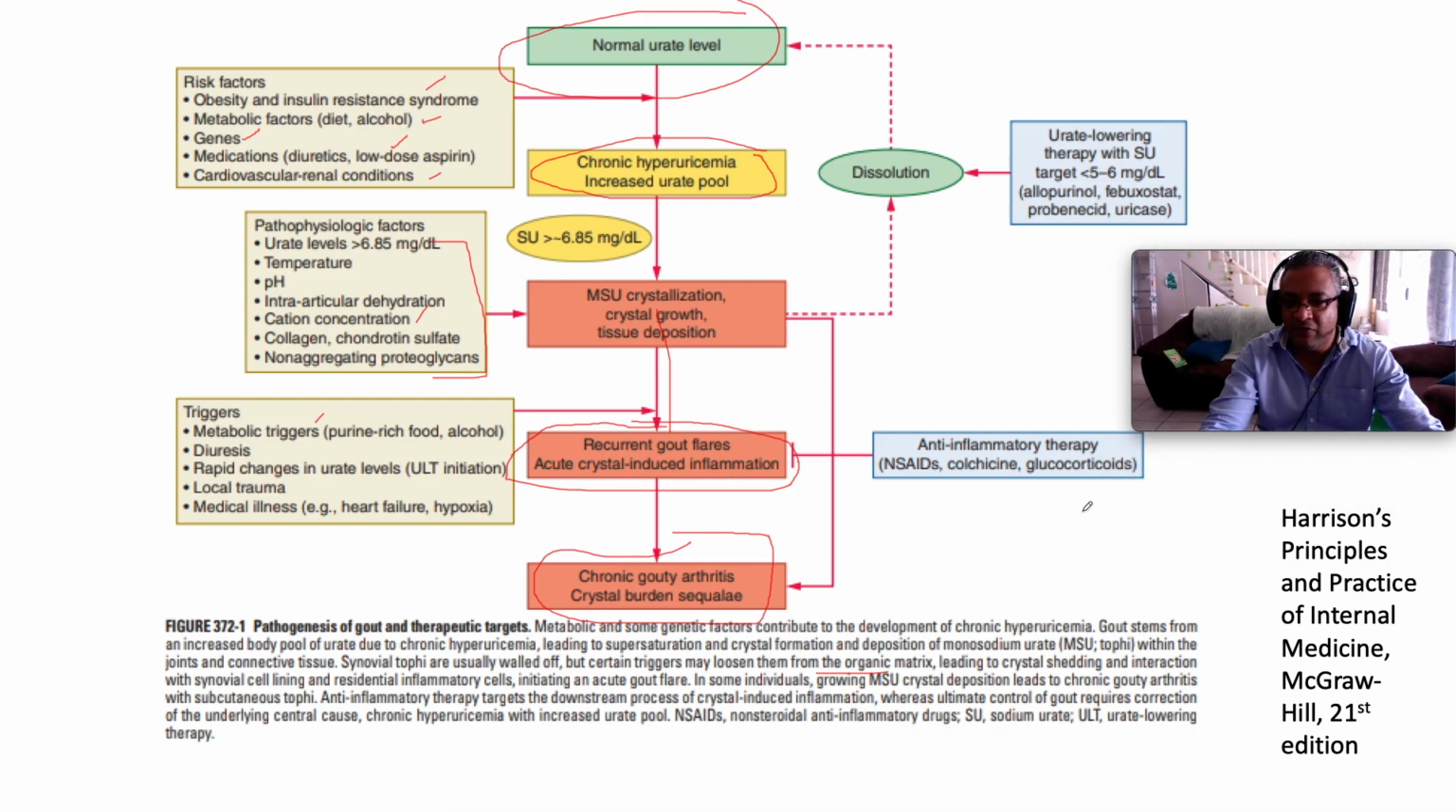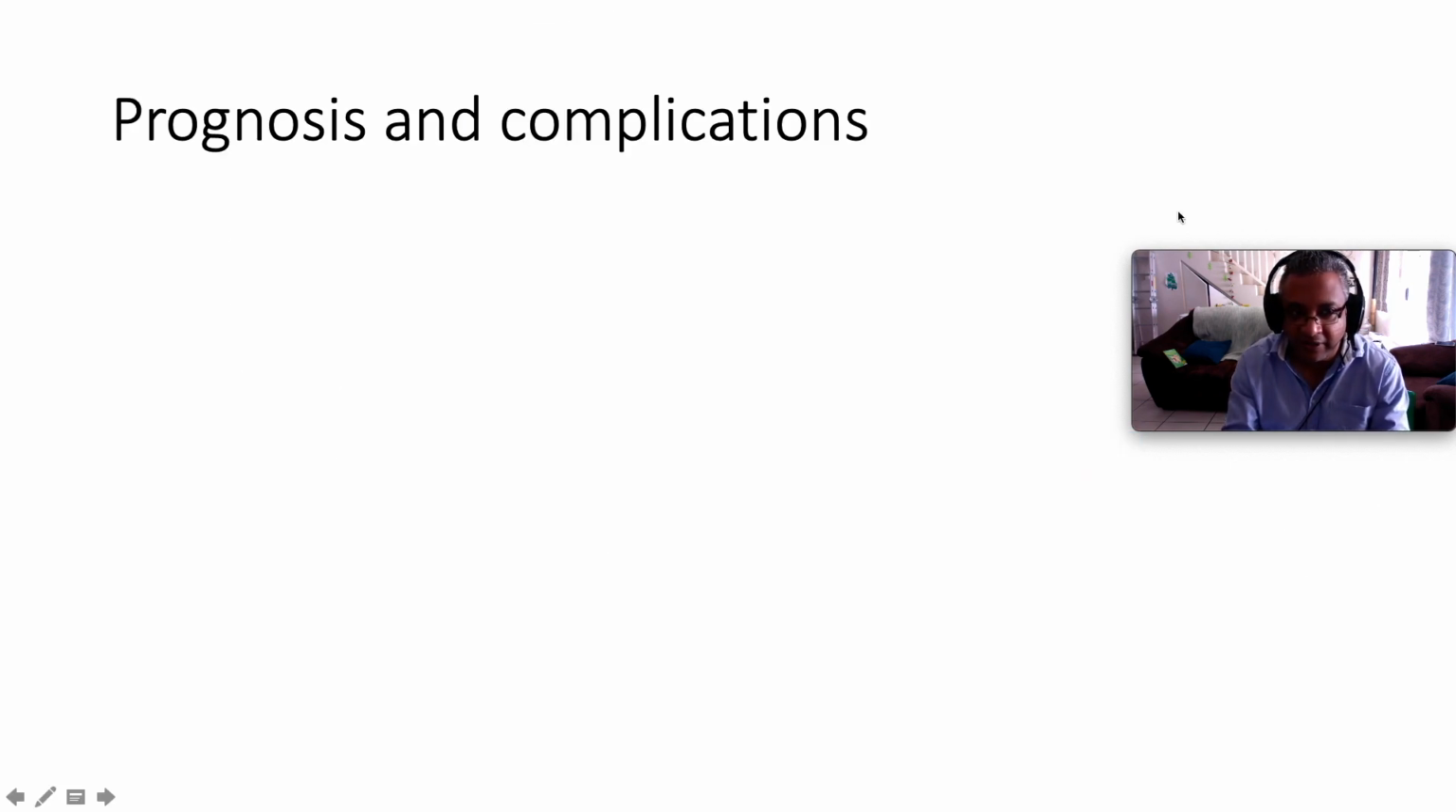Anti-inflammatory therapy, the likes of non-steroidals and colchicine and glucocorticoids, will obviously treat the recurrent gout flares. And the urate lowering therapy, like allopurinol, febuxostat, probenecid, uricase, will act to decrease your uric acid levels to our targets. Remember, our targets are in non-tophaceous gout 0.36 millimole per liter or less, in tophaceous gout 0.3 millimole per liter or less, guys.